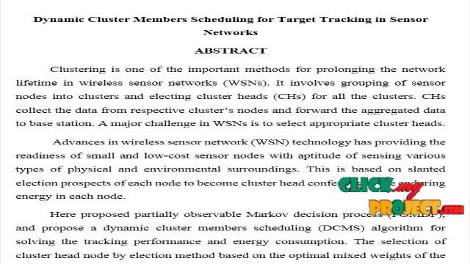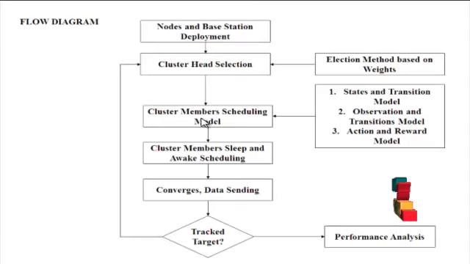Even though the number of cluster members is large, target tracking needs a minimum number of cluster member nodes to transmit the sensor information, so the cluster members need to perform a sleeping or awakening scheduling model to save network resources and extend the lifetime of the network. Let me discuss the flow diagram for our process.